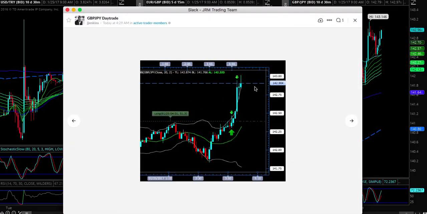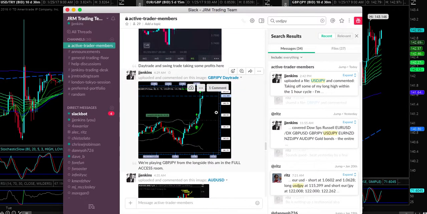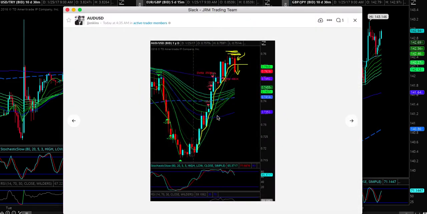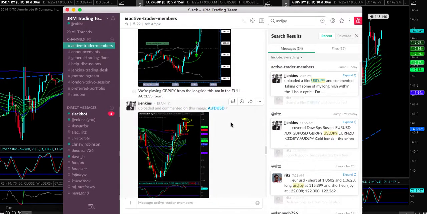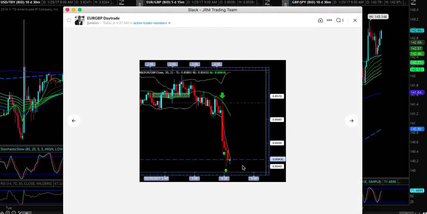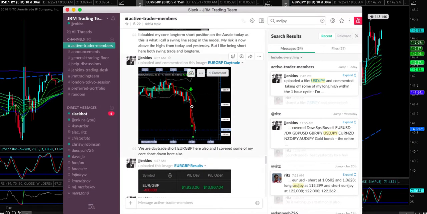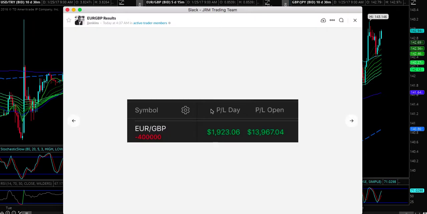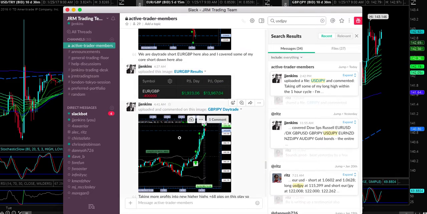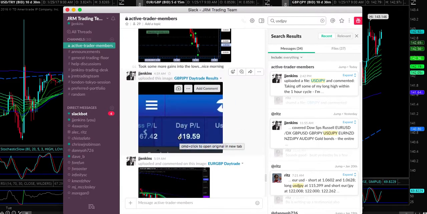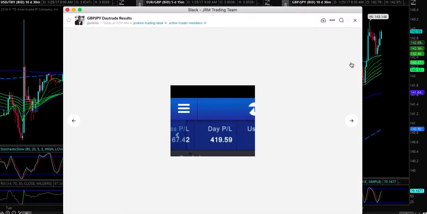Here's our pound yen trade. So 142.21, then I bought right here above 142.21. Took some into new highs and then took into the top of the move. That was good for over 68 pips. Here's me signaling a core short on the Aussie. This is a swing line setup on the daily chart. And on and on and on. Euro versus the pound. There's our day trade short. All right, so this is the type of results that we get, guys. And this is pound yen, small position.